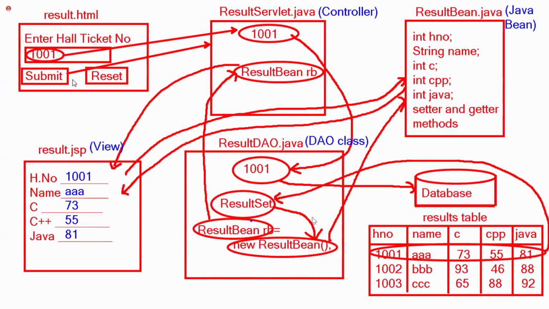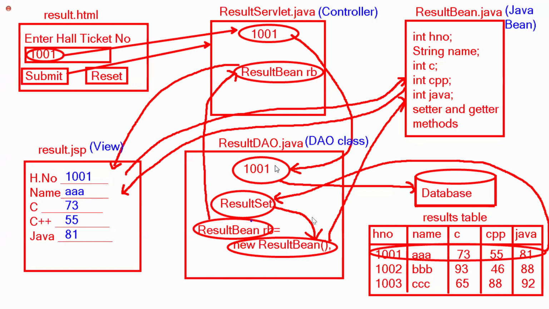First of all, we'll send the request from HTML. HTML output comes. After getting this output, you will enter the hall ticket number and click on the submit button. Then the Servlet receives this hall ticket number. This Servlet will pass the hall ticket number to the DAO class. It returns a result bean.